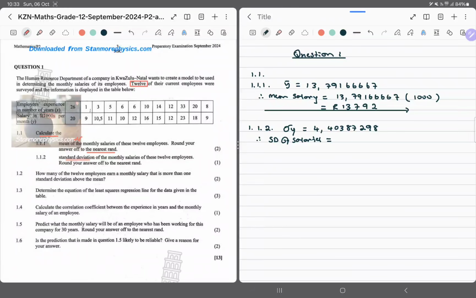You can say therefore the standard deviation of salaries is going to be equal to, what is the story now? What is the story? Is this number there?